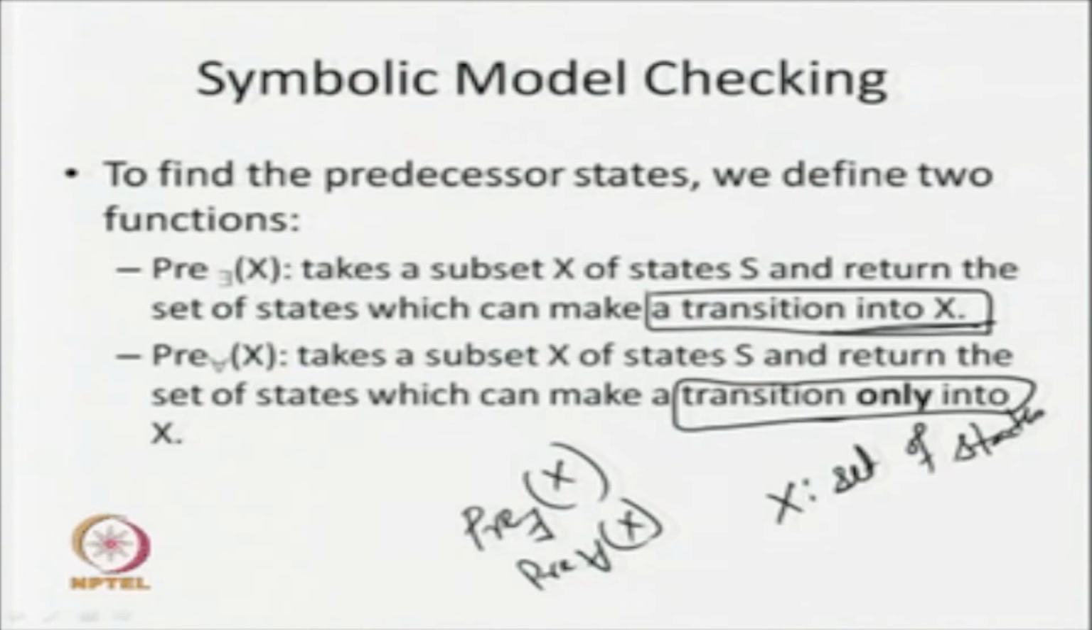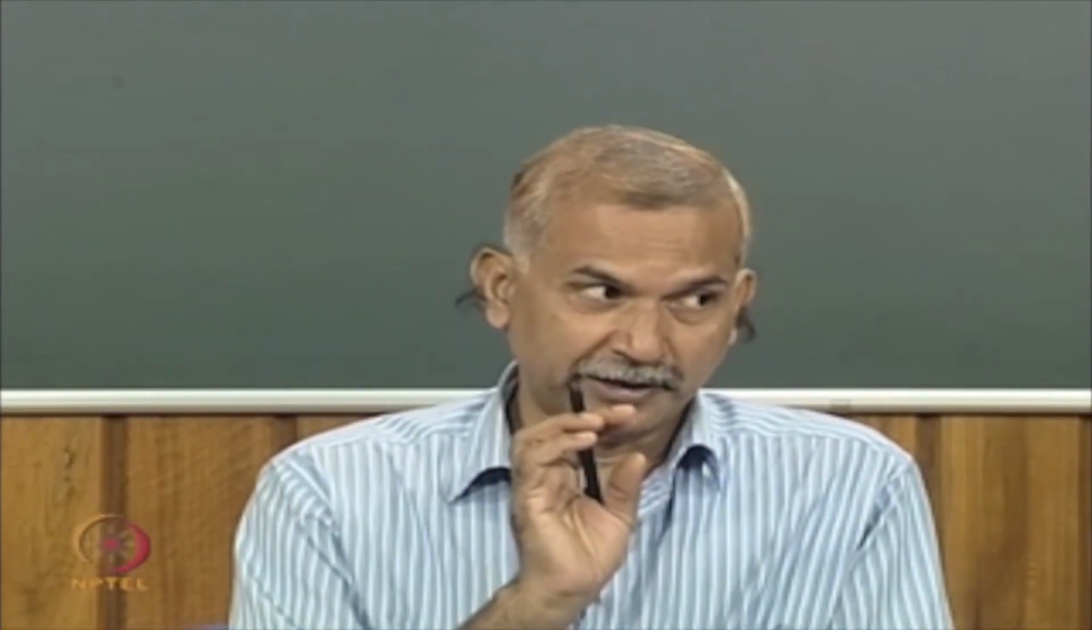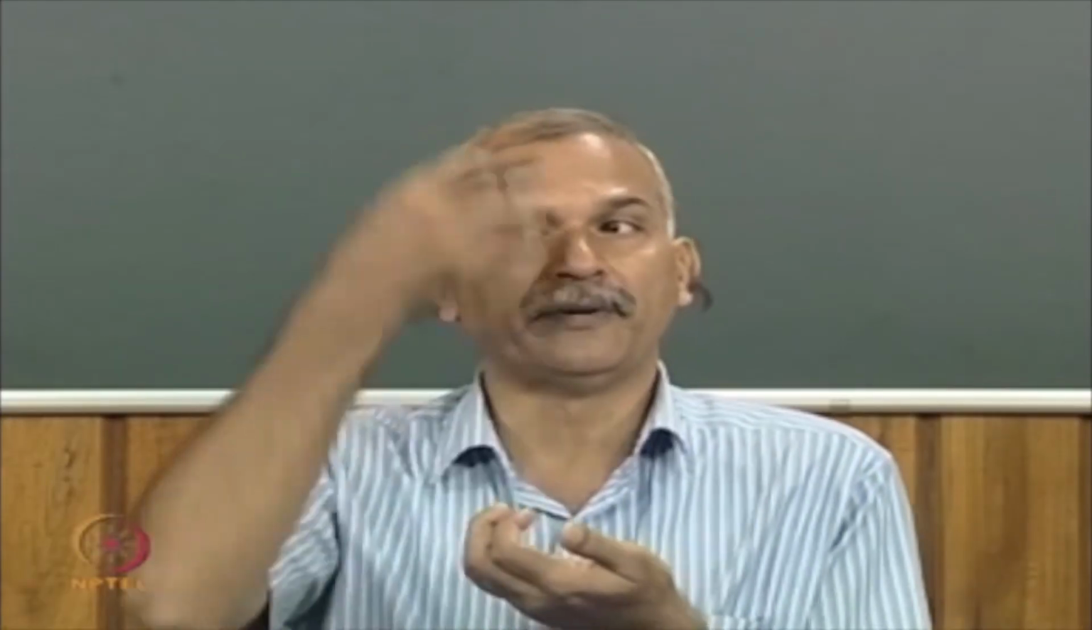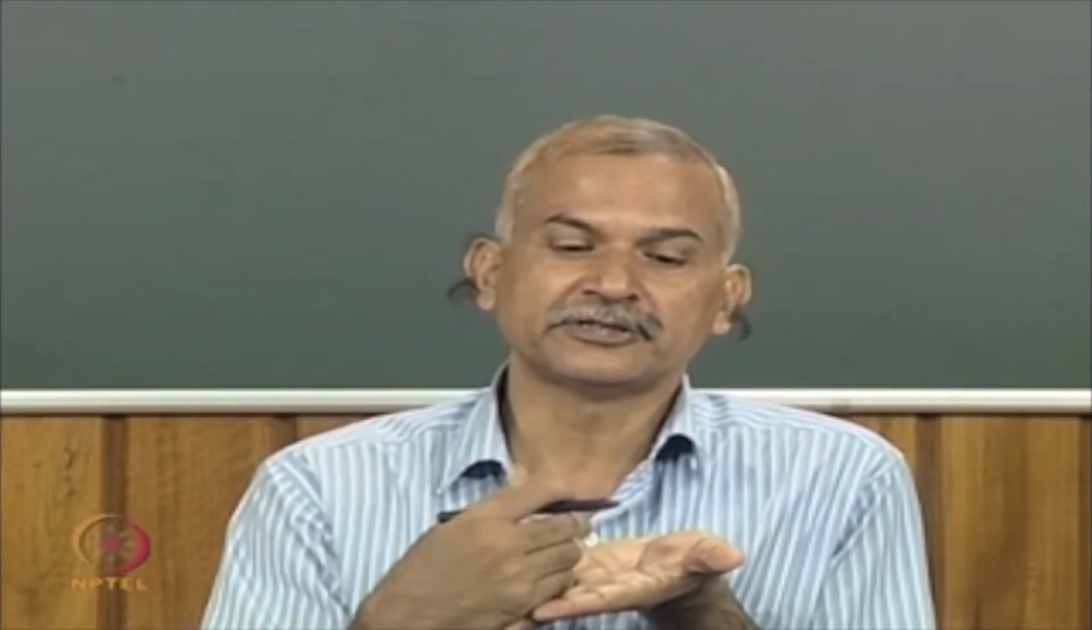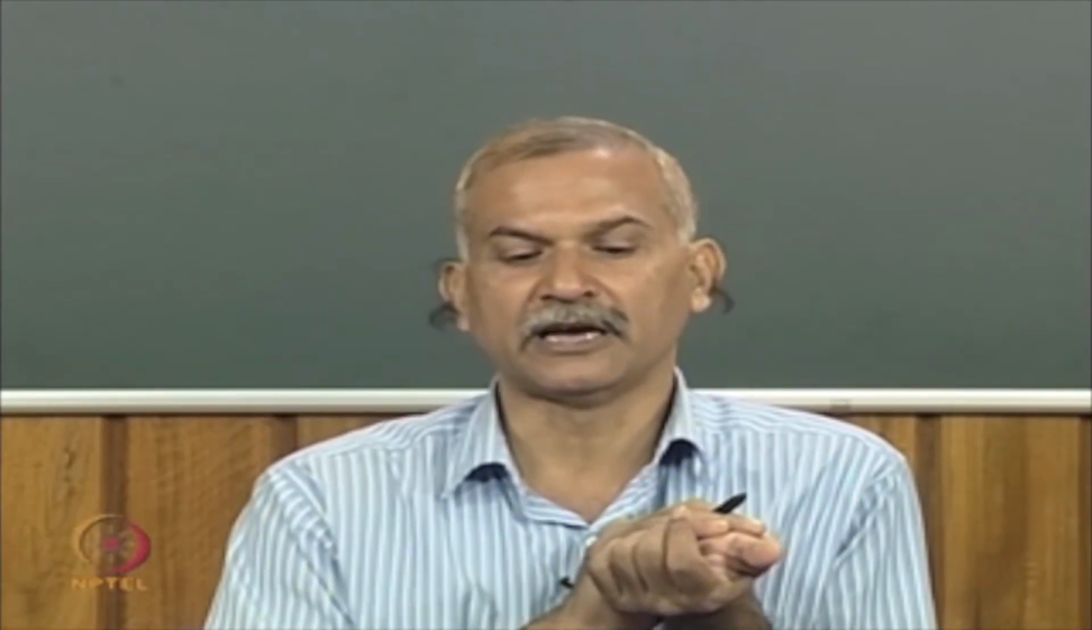For pre exists, if at least one transition is coming to x, I can say that there exists a transition going to this particular subset x. That means, if I give a subset x, we find the predecessor states of x where at least one transition is coming to these states. But when we talk about pre for all x, we consider those states which make transitions to this subset x only. That means all transitions should go to x. That is why we say make a transition only into x; it should not go elsewhere. So, our basic requirement in the model checking algorithm is to find the predecessor states, and we can find them with the help of these two operators, pre exists x and pre for all x.